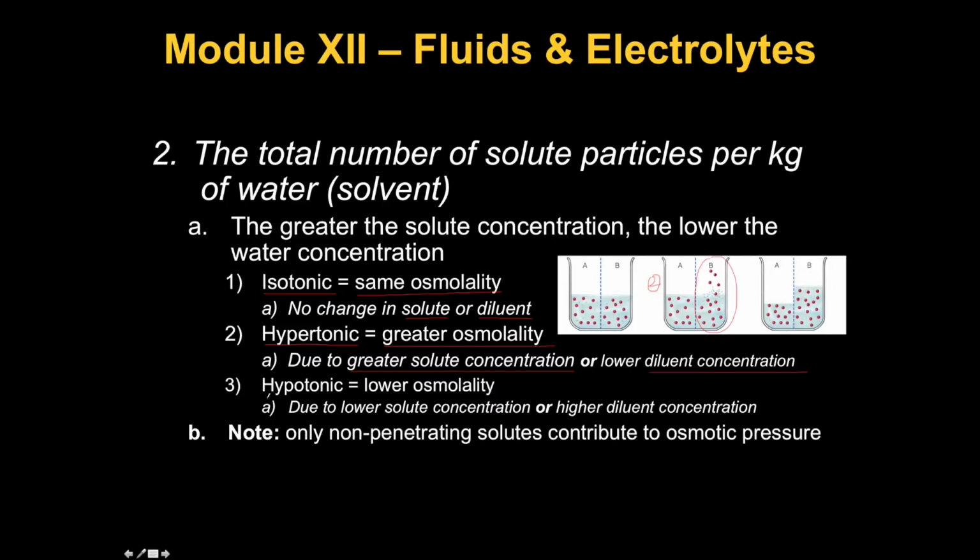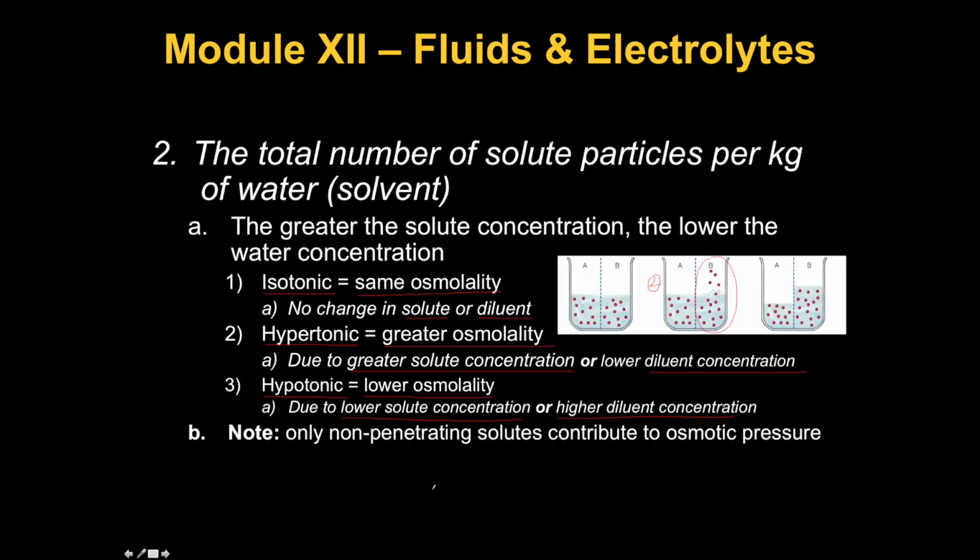You can also have the solution exist as a hypotonic solution, where you have a lower osmolality, and this again can happen for 2 reasons. One, we can lower the overall amount of solute concentration, or we can increase the diluent concentration. So we can add more water to, let's say, a solution where there's a given amount of solute, and that would result in a hypotonic solution.